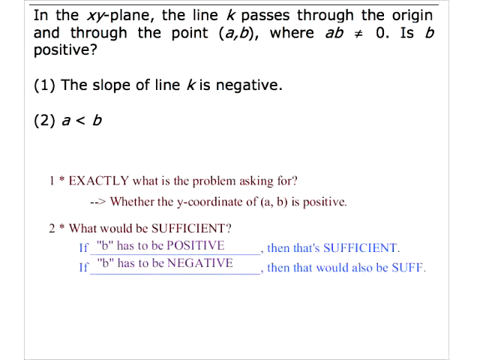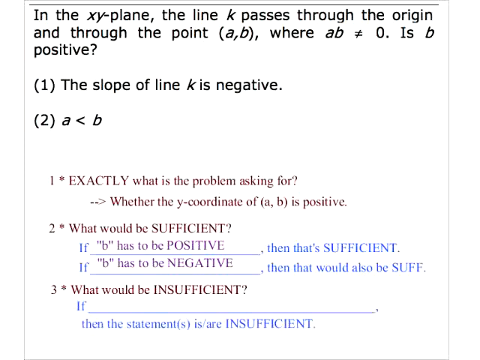Okay, 3, what would be insufficient? So if what happens, then the statement or statements is or are insufficient. Who can tell me what goes in that blank? Yeah, if both signs are possible. If B could be either positive or negative.